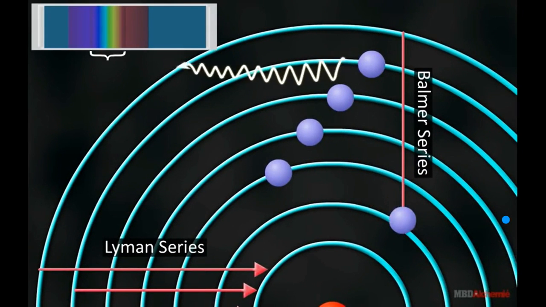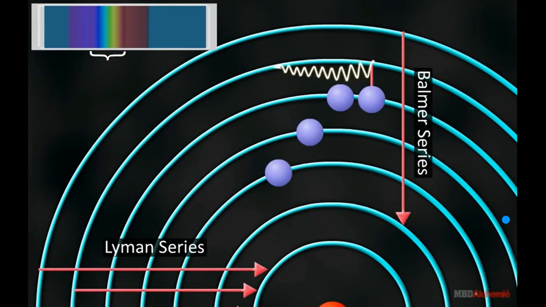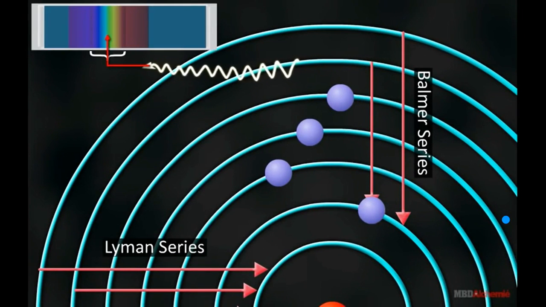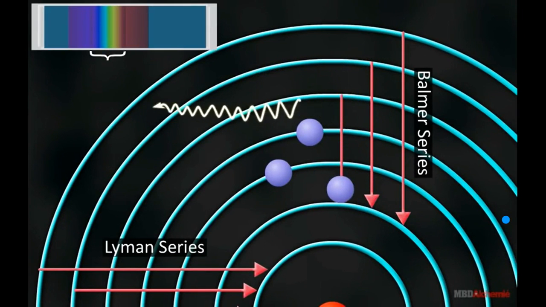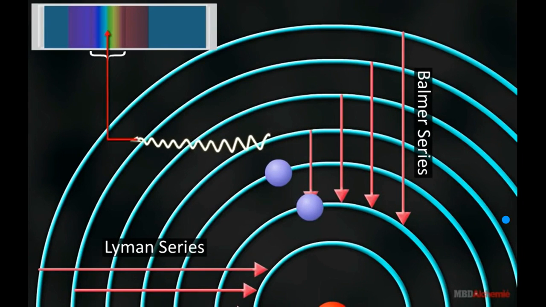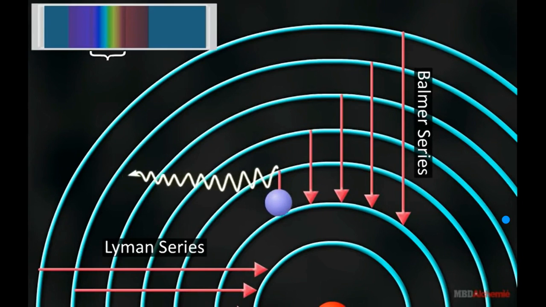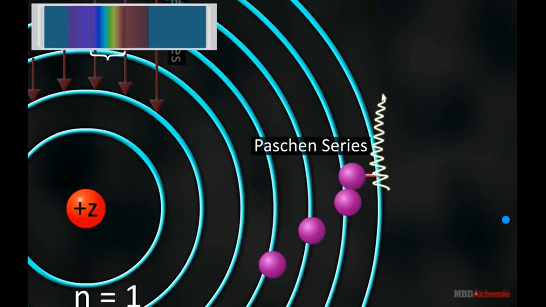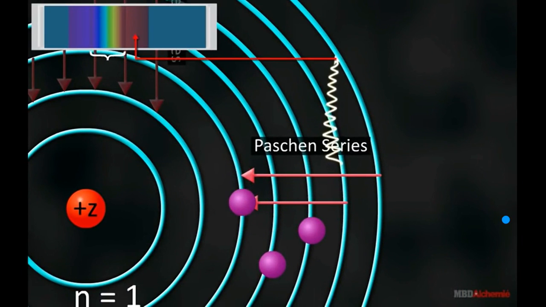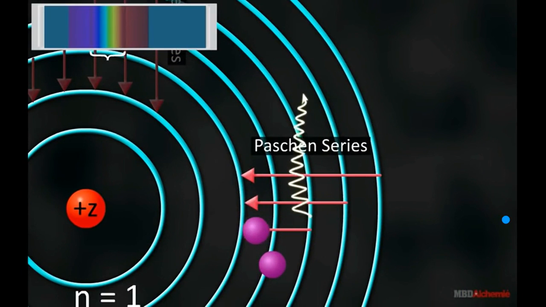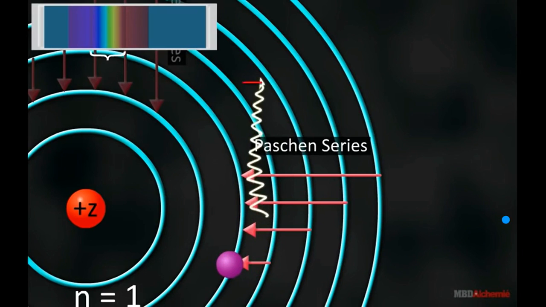When a transition from higher orbits to the second orbit occurs in the atom, the Balmer series is obtained. The frequencies obtained in this transition lie in the ultraviolet region of the electromagnetic spectrum. When a transition from higher orbits to the third orbit occurs in the atom, the Paschen series is obtained. The frequencies obtained in this transition lie in the infrared region of the electromagnetic spectrum.